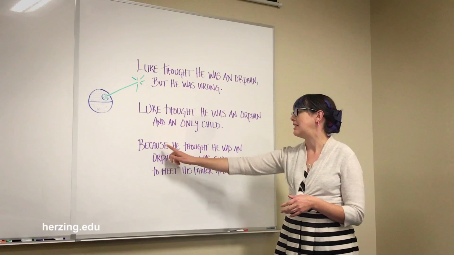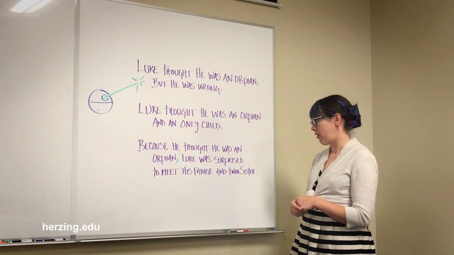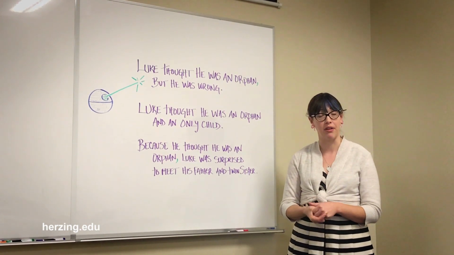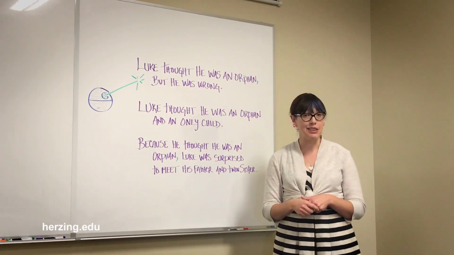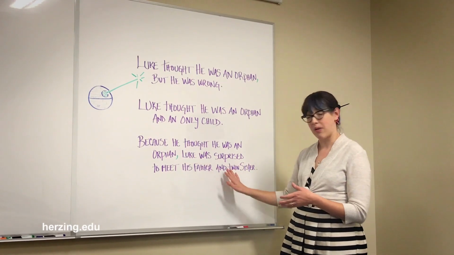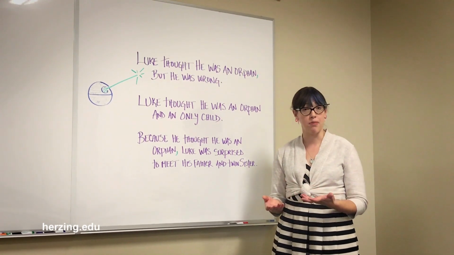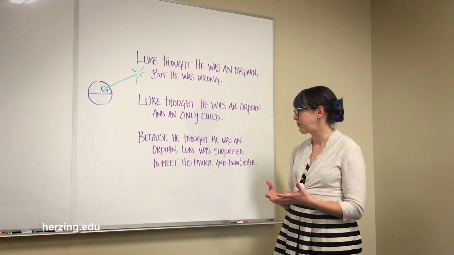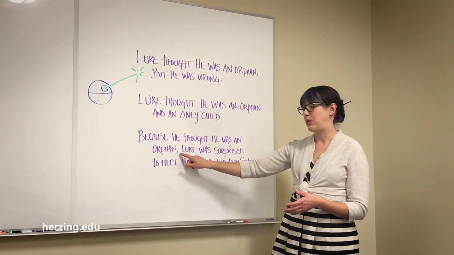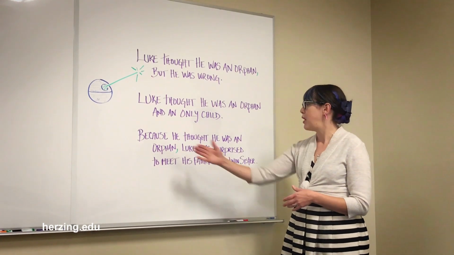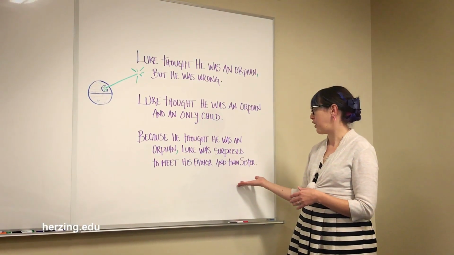Here we have a dependent clause followed by an independent clause. Because he thought he was an orphan, Luke was surprised to meet his father and twin sister. Because he thought he was an orphan is a dependent clause. It's dependent on the rest of this sentence to make sense. Luke was surprised to meet his father and his twin sister is an independent clause. It makes sense all on its own. When your dependent clause comes before the independent clause in the sentence, then you need to use a comma to separate those out. So, because he thought he was an orphan, dependent clause. Luke was surprised to meet his father and twin sister.